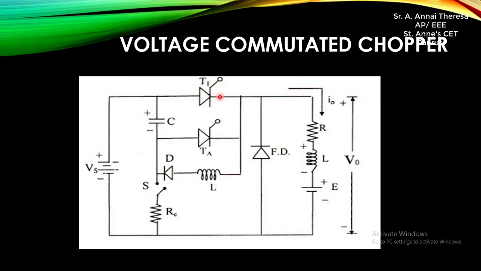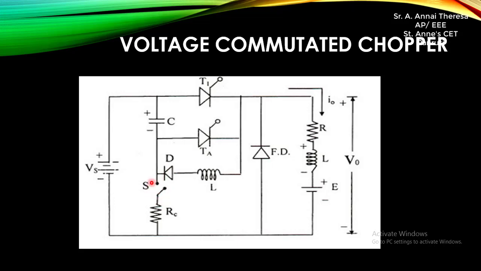This is the thyristor T1, which is the main thyristor, and TA is the auxiliary thyristor. Here the inductor and capacitor are the commutating components. This RC is the charging resistor. This current is the load current, that is the output current, which is constant.